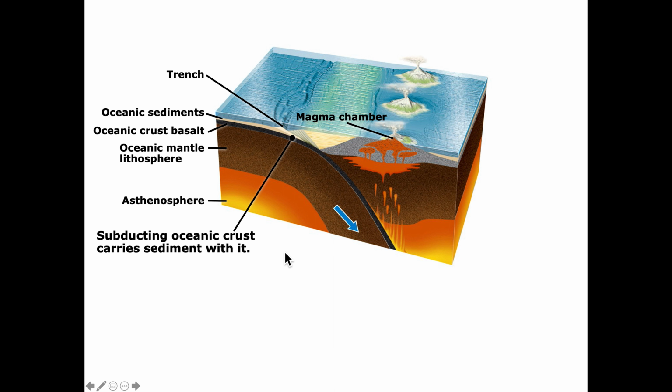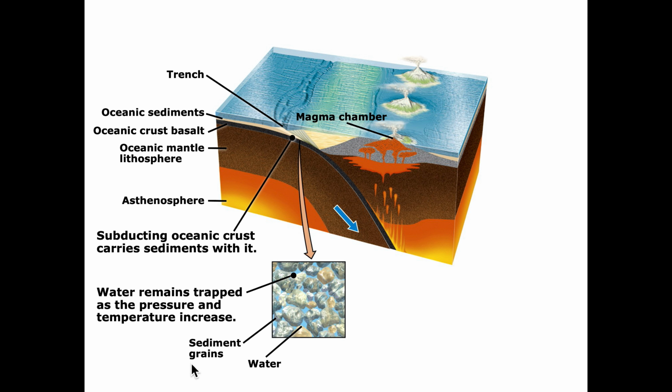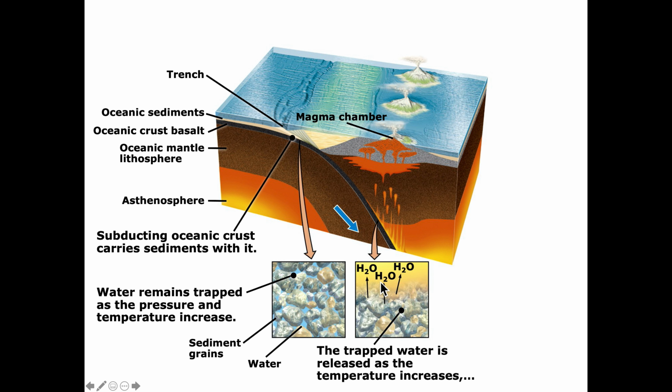Now what's happening is this subducting ocean crust carrying the sediment with it also carries water with it. We have sediment grains with interstitial seawater. This is a very corrosive liquid, far more corrosive than fresh water. This water is going to be trapped as the pressure and temperature increase as this material is being subducted. Ultimately, this trapped water is going to be released and it joins the melt here. This is going to cause sedimentary rocks to melt at lower temperatures.